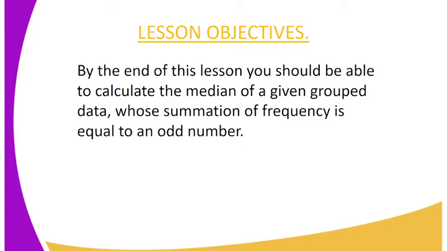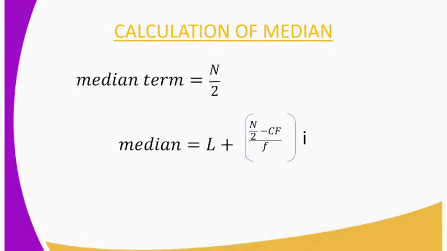On to the calculation, you are supposed to use this formula here, which is well illustrated for you there. The formula states median term is n divided by 2, and median is calculated as L plus n divided by 2 minus CF, then you divide by F, then everything you multiply by i, which is the class interval.